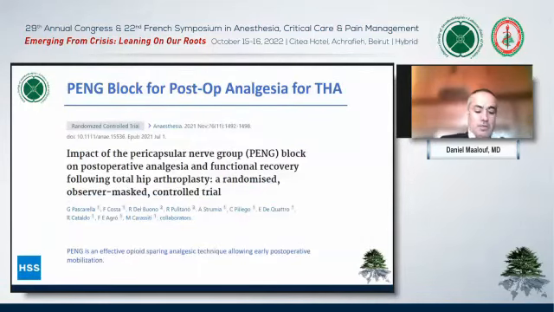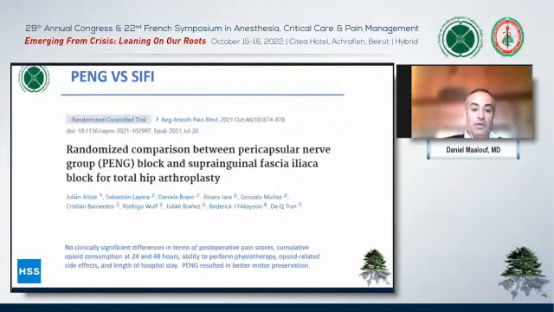Another nerve block that has been used is the pericapsular nerve group block. It has been shown that it has a good opioid sparing effect, and it's a good analgesic, and has not been shown to significantly have an impact on motor function for these patients. And then when compared with the supra-inguinal fascia iliaca block, they can have similar analgesic effects. However, like I said before, with the SIFI, there is always this risk of motor blockade and weakness, which can be detrimental in an ambulatory setting.